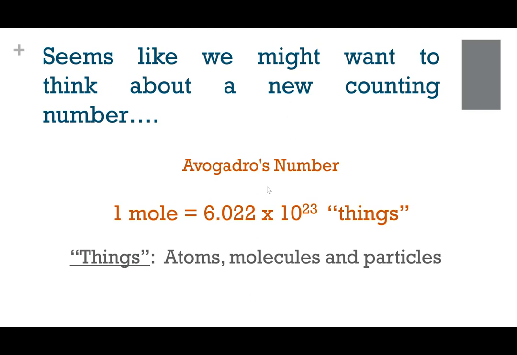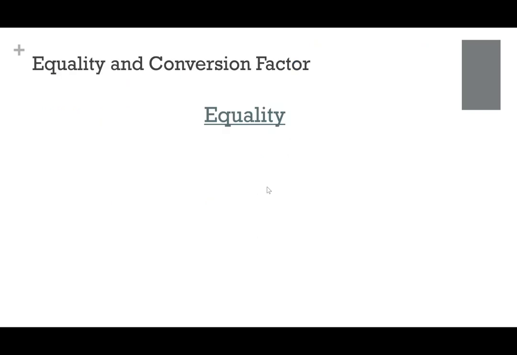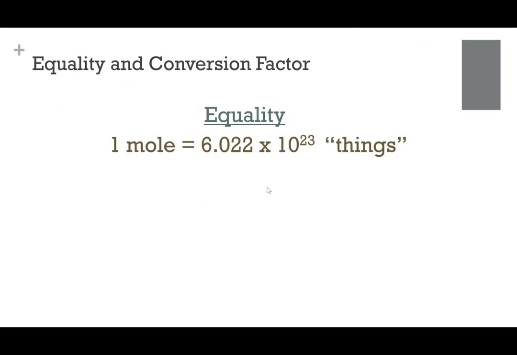So I very strategically wrote out this number to look like something that we've seen before. The way that I wrote out 1 mole equaling 6.022 times 10 to the 23rd things should make you think about an equality. And that's exactly what it is. It's an equality. We can use equalities to help us convert from one unit to another.